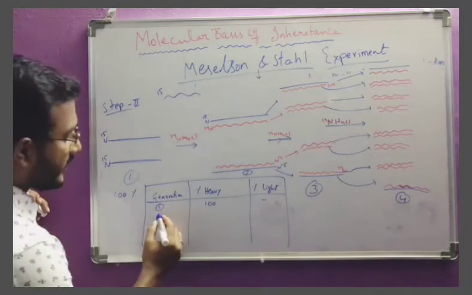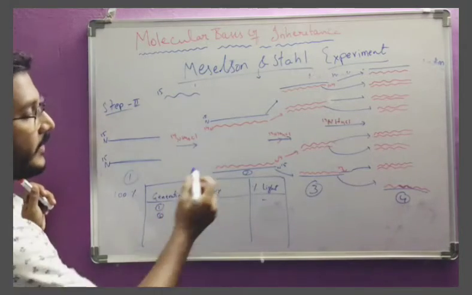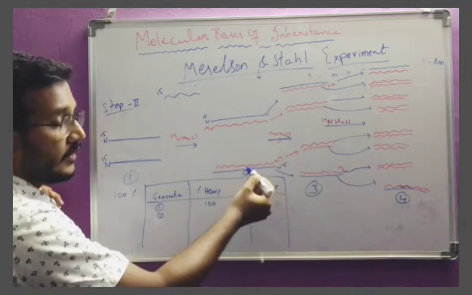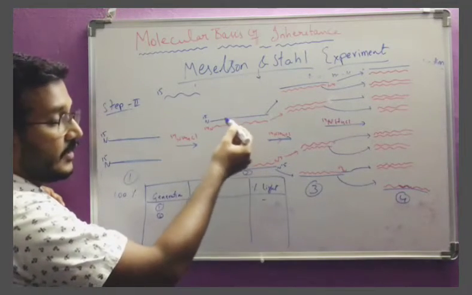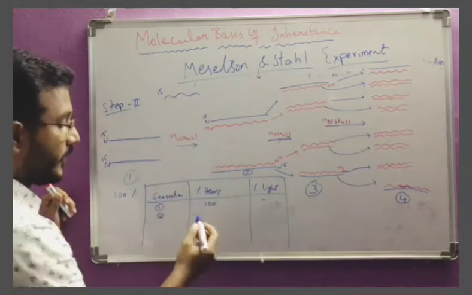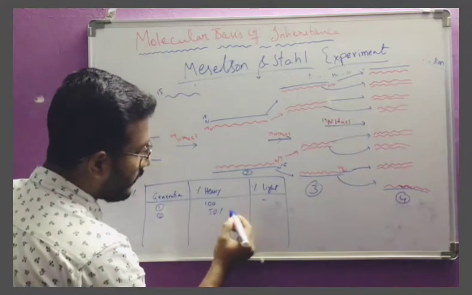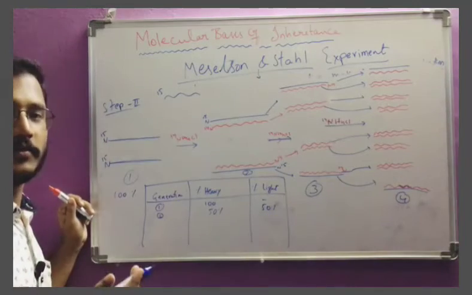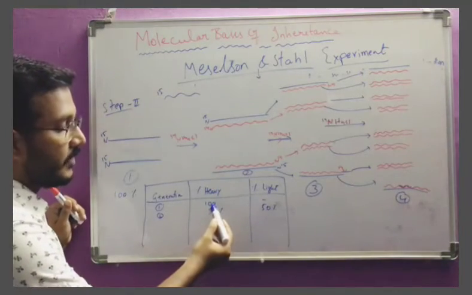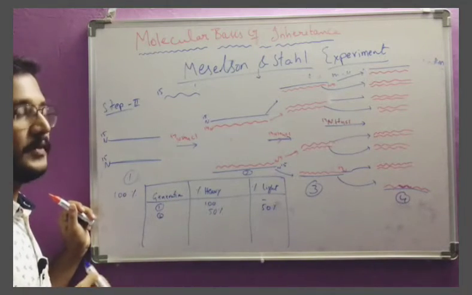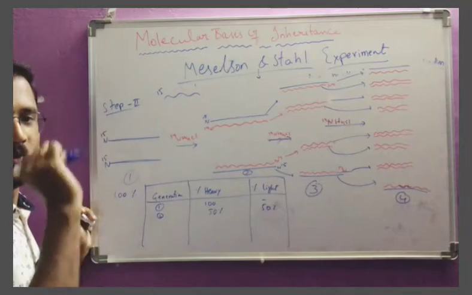Understanding? In the second generation, what happened? Out of 4 strands, 1, 2, 3, 4, 2 are new, that is heavy, light, and the previous 2 are heavy. So heavy decreased to 50% and light increased to 50%. Semi means half. That means here half of 100, that is 50%, is increased or not. So here the semi-conservative method is proved.